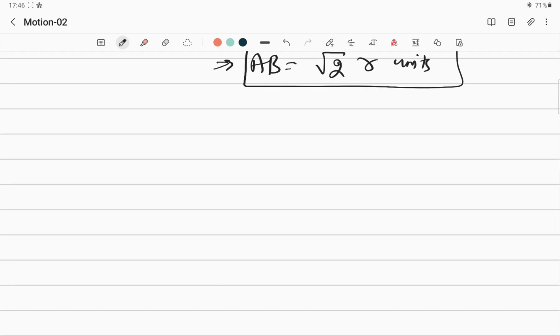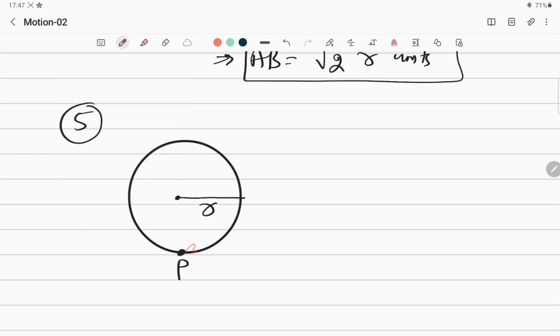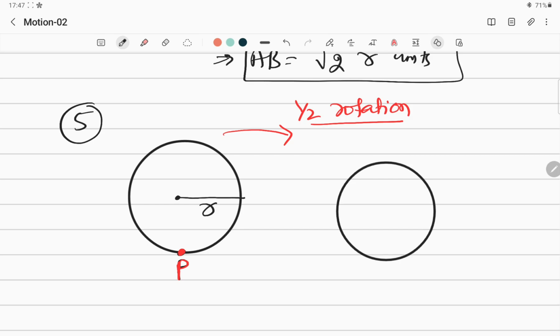Let us take one more case to check whether you have understood this concept or not. For example, there is a wheel like this, and a wheel must have some radius, so this radius is r. Here we have marked one point P, in red color. Now this wheel does half rotation, and it comes here after doing the half rotation.